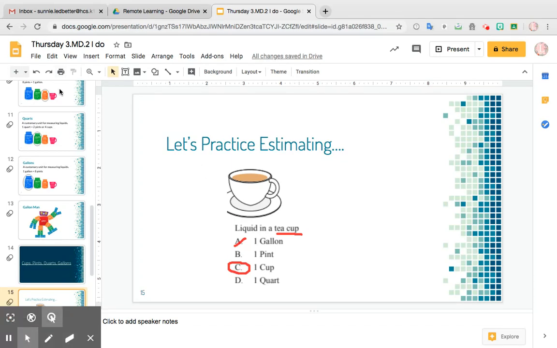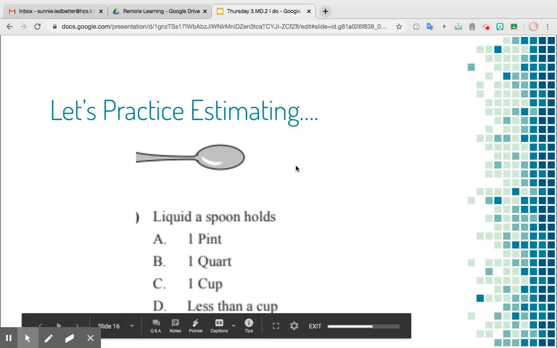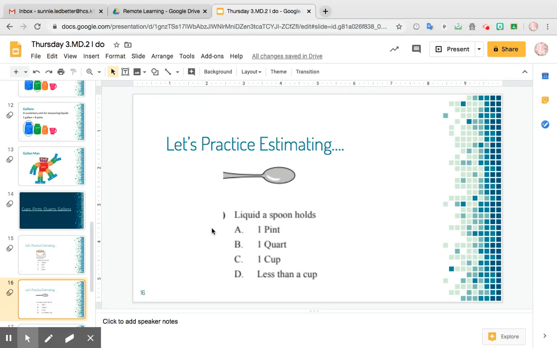All right, so let's go to the next slide. Let's see if I can put this back in present mode and still write. No. All right, so we're going to go back out so I can write. All right, so let's practice estimating. Liquid a spoon holds. Okay, well, I know what a spoon is. I use a spoon. So we have 1 pint, 1 quart, 1 cup, less than a cup. Well, a spoon can't hold that much. So I know it can't hold a pint, can't hold a quart. Definitely it's not going to hold a cup.